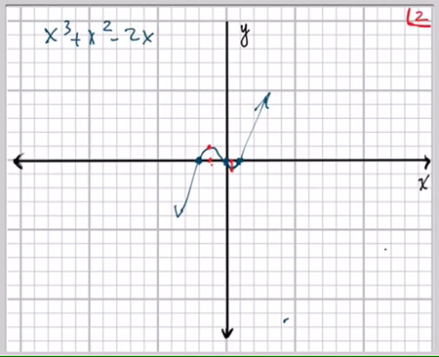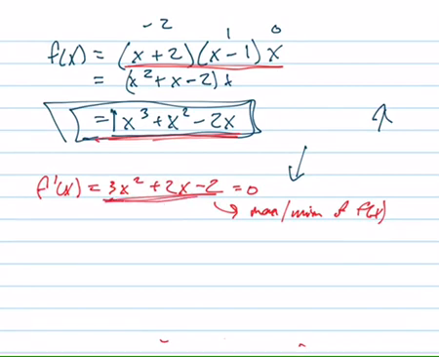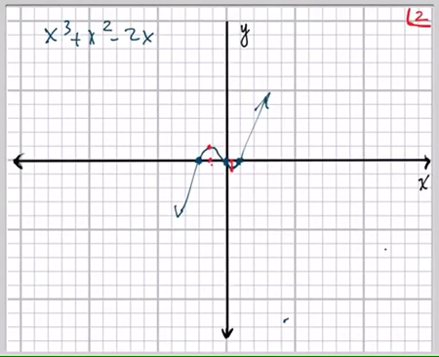So what would my graph look like? Is it opening up or down? It's opening up because the leading coefficient is positive. So it's something like this. That's something like what your graph is doing.